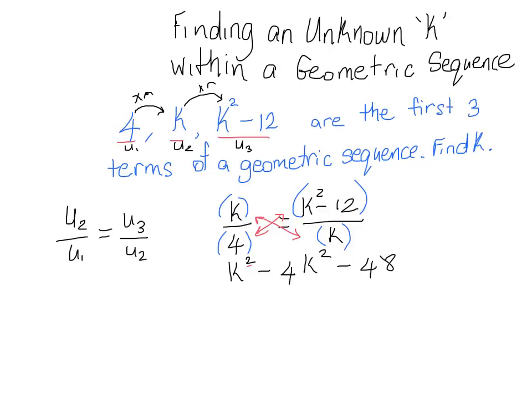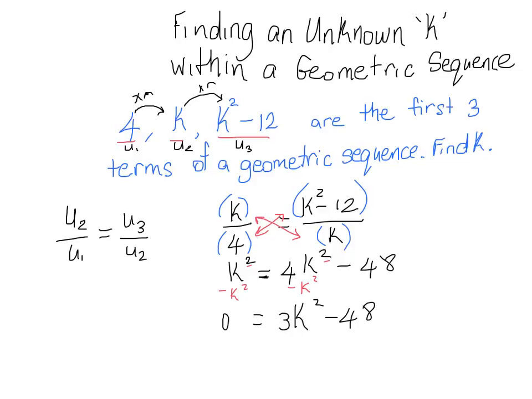Now that square there tells us that this is a quadratic equation, which means that in order to solve a quadratic equation, you want to make it equal to 0 first. So we can take k squared away from both sides, and we'll get that 0 is equal to 3k squared minus 48.